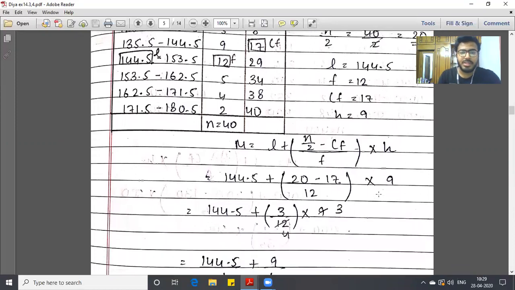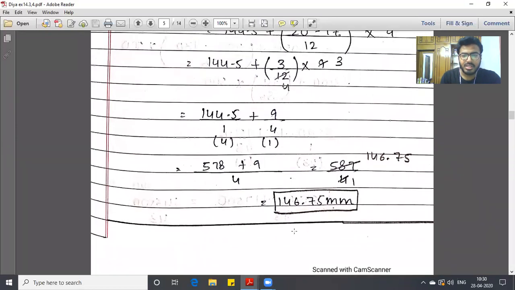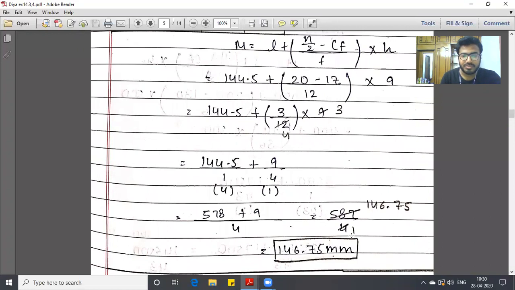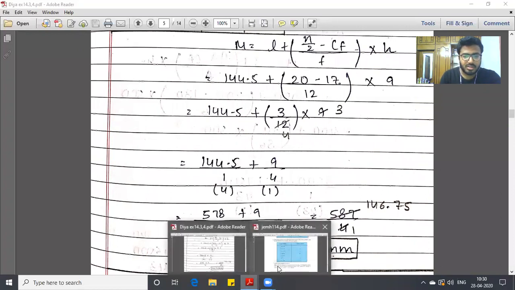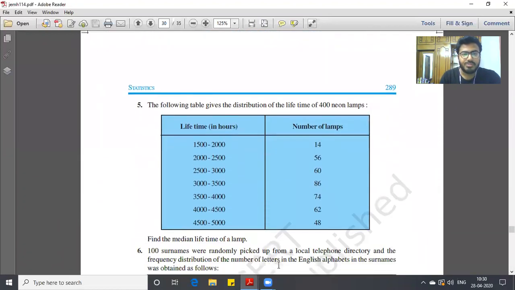Now we are substituting in the formula. M is equal to L plus n upon 2 minus CF upon F into H. So substitute the value of L, then substitute all the values. I hope you already ran the calculation, and you are getting the answer as 146.75 millimeter. So that is the median length of all the leaves. I'm just discussing the answer. Already we discussed how to do it. If you still have doubt, just look into the previous video.